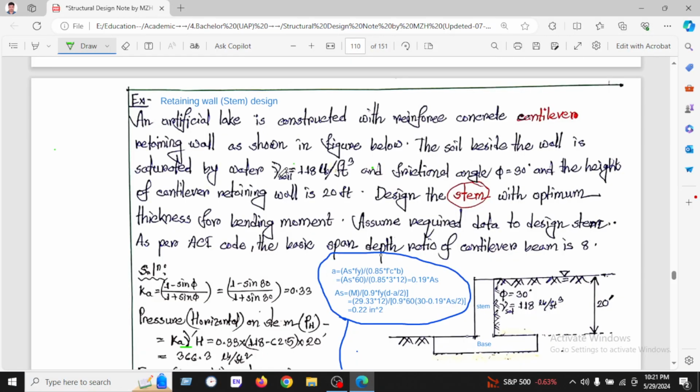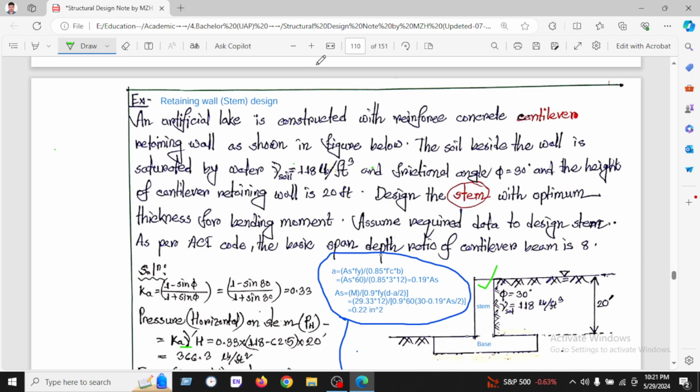Hello everyone. Today I will be showing the retaining wall stem design. There is the stem part. The stem part is only the upper portion, and the lower portion is the base. Here is called the base. We will not discuss the base portion today. Rather, we will discuss the stem design.